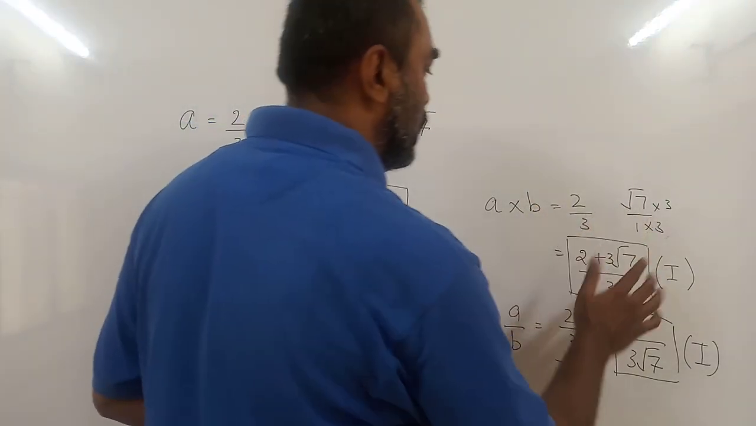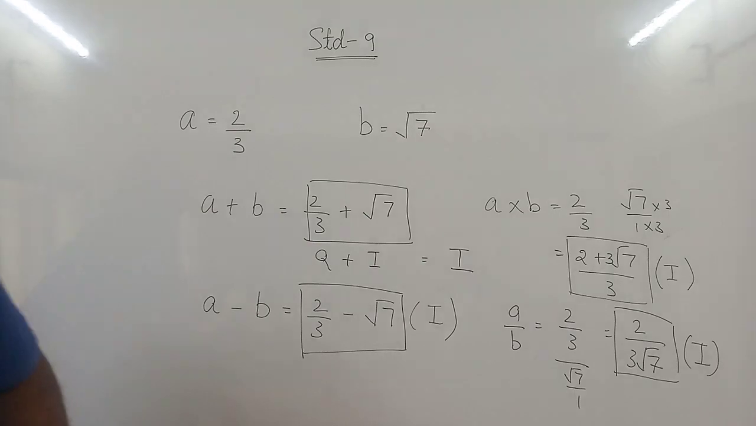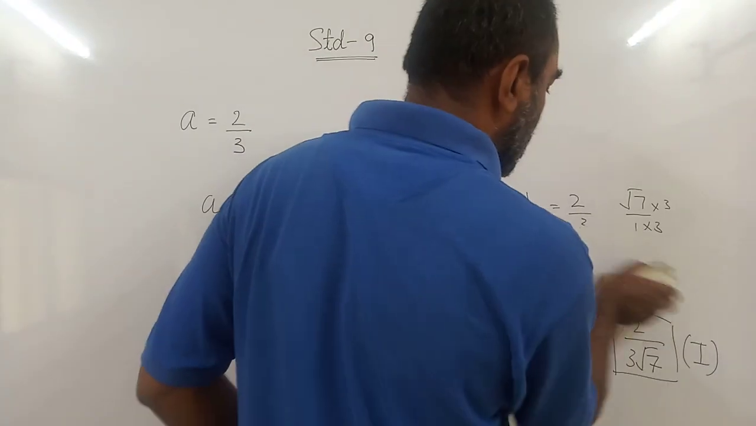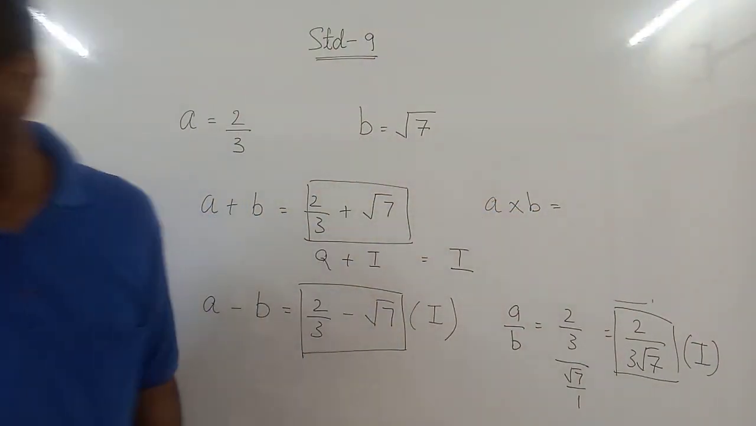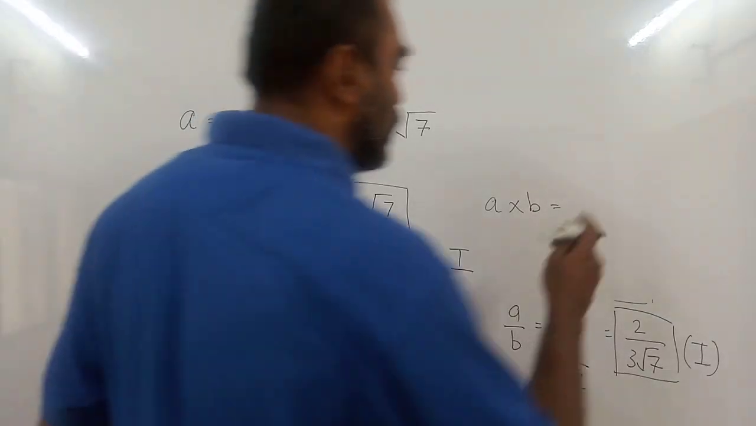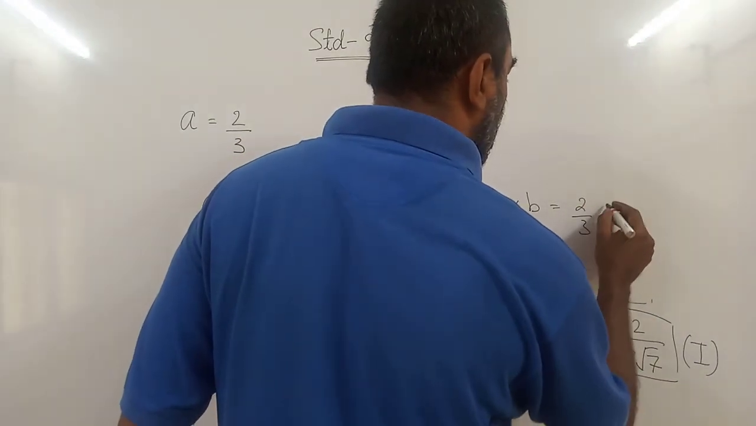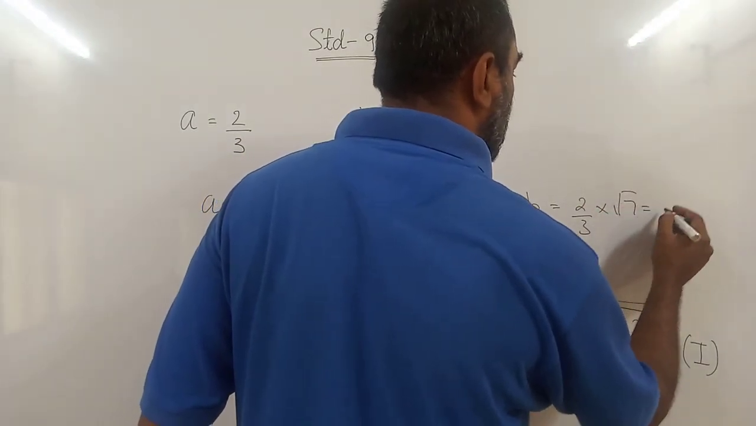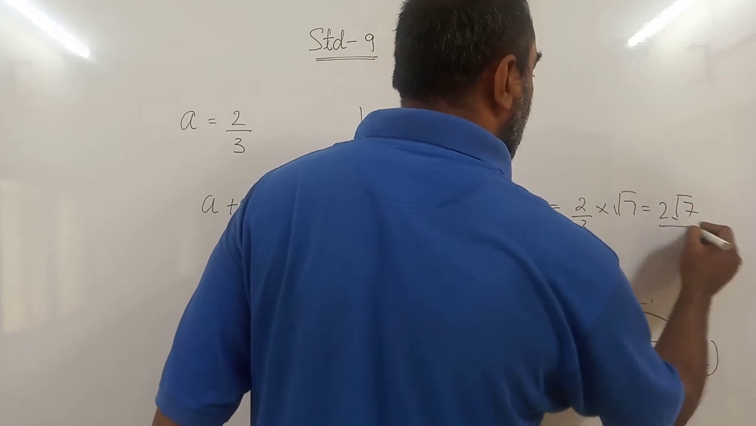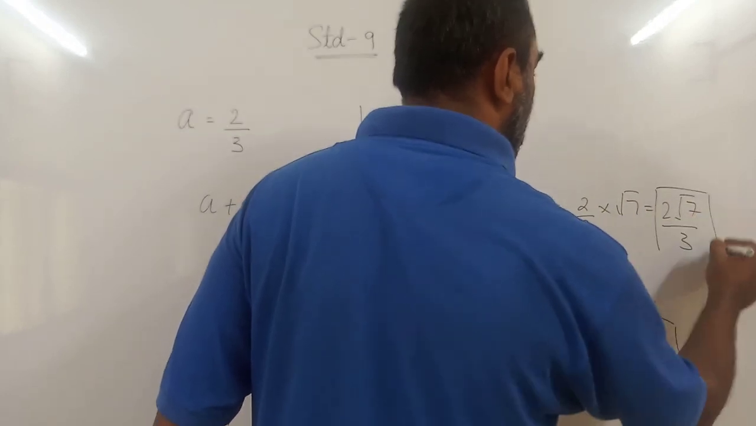Sorry, I have to multiply here. I have done the addition. There's a mistake here. I should have done the multiplication. Right? So here I will have 2 by 3 into root 7 should give me 2 root 7 by 3. Kindly check this error.